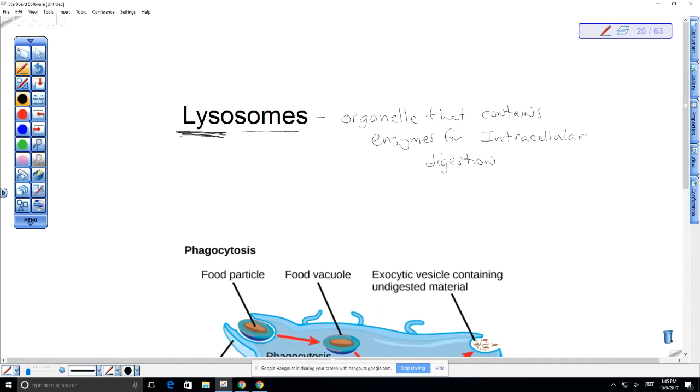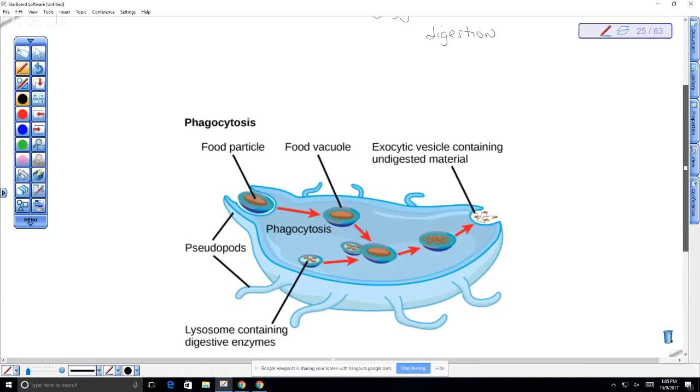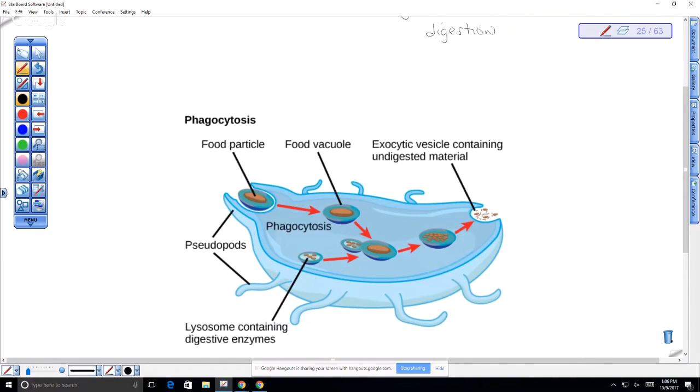And so there is a diagram in your book that shows how a cell can feed. So this is a food particle, right? This is my lysosome, which contains enzymes. It fuses with the food vacuole, and then we get it breaking down, and the cell could possibly use the food for that.